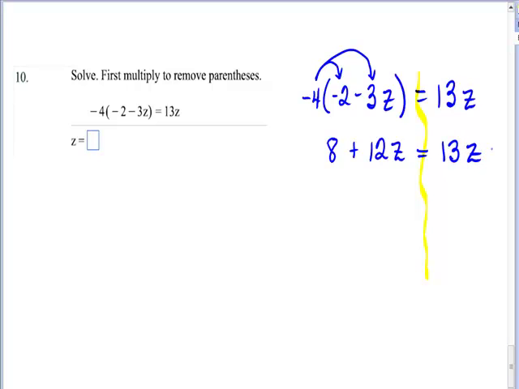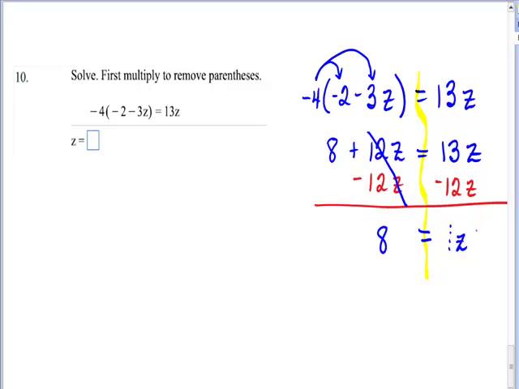Do I have z's on both sides? Yes, I do, and I need the z just on one side. So I'm going to get rid of one of them. I'll get rid of the smaller one again. This is a positive 12z, so I'm going to subtract 12z. Subtract 12z. Bring down the 8. 12z and negative 12z cancel out. 13z minus 12z, they're nice like terms. I get a difference of 1, so 8 is z.